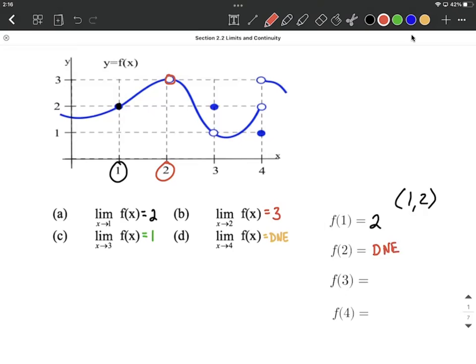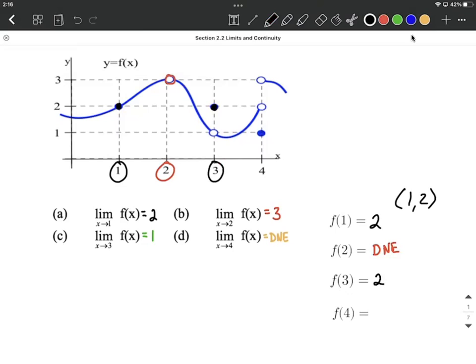Next, f of 3. Now I realize on f of 3, we're looking at an x value of 3, but we actually care where the point is on the graph. As you can see, we have this point up here again at 2 that's filled in. We're going to ignore the open circle at (3, 1), where the point is not on the graph. So in this case, we would say f of 3 equals 2.